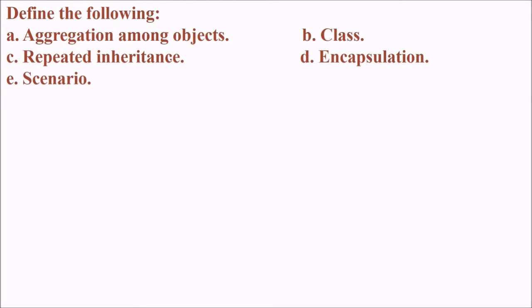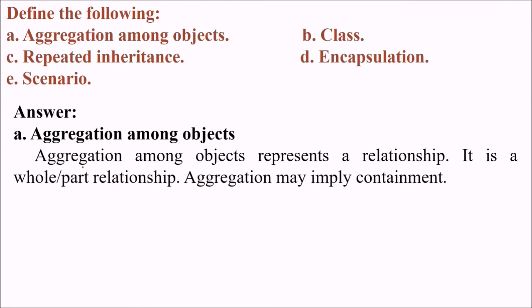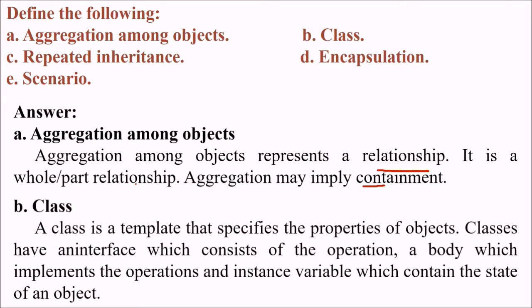Now define these. First we'll start with aggregation among objects. Aggregation among objects actually represents a relationship. So it is a whole or part relationship. Aggregation may imply containment also, whole or part. Class, what is a class? It is a template that specifies the properties of the objects. Classes have an interface which consists of an operation, a body which implements that operation, and the instance variables which contain the state of the object.